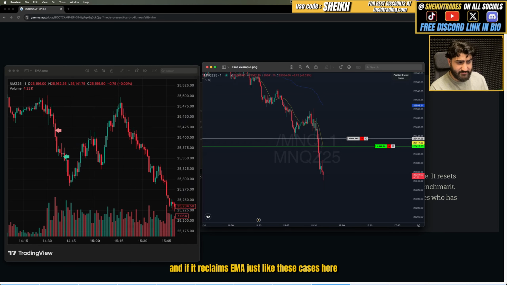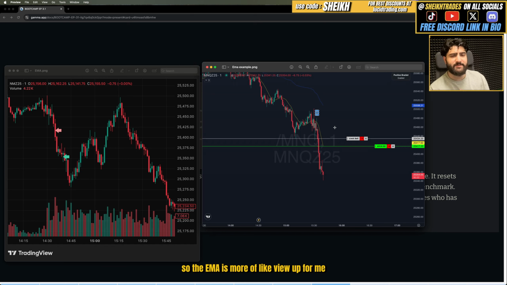And if it reclaims the EMA, just like these cases here, so we're bearish for the day, you could see this is sort of where it confirmed that buyers were in control. And then we rolled over, broke the EMA again, and then we're riding the EMA. As you can see here, we're riding the EMA, and then we break it again. We're rolling over at the open, holding the EMA, and then we go down.